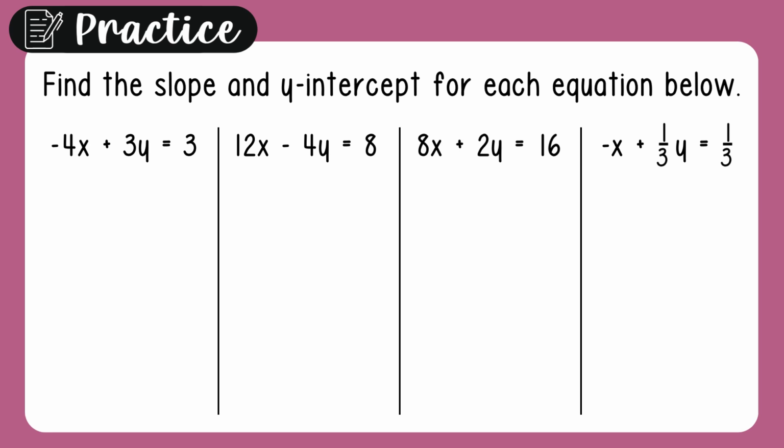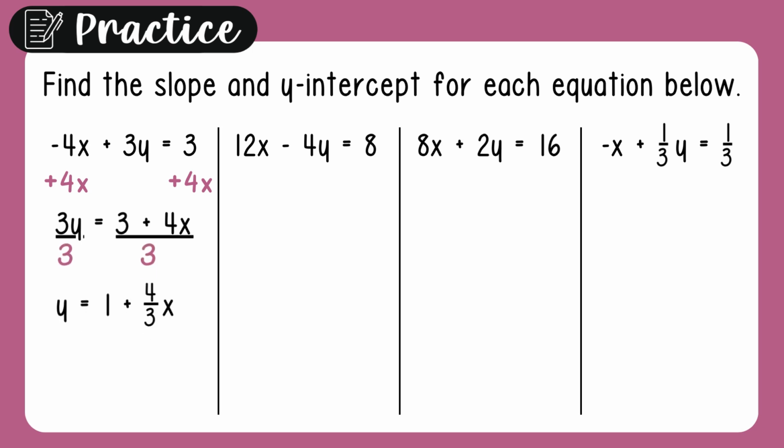For the first example, we want to solve for y, so let's start by adding 4x to both sides. And we'll get 3y is equal to 3 plus 4x. And then our last step is to divide everything by 3 so that y is by itself. So we'll get y is equal to 1 plus 4/3 x. And then we'll just switch the order so it looks like what we're used to. So now we can clearly see that m is 4/3 and b is 1.